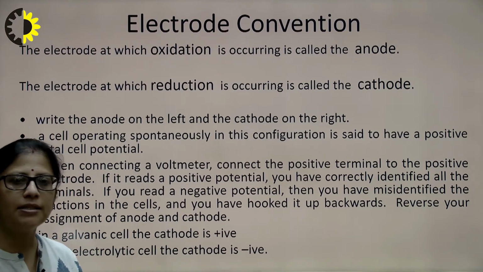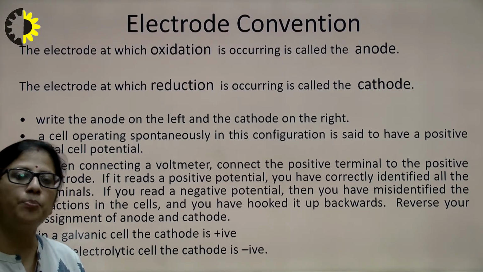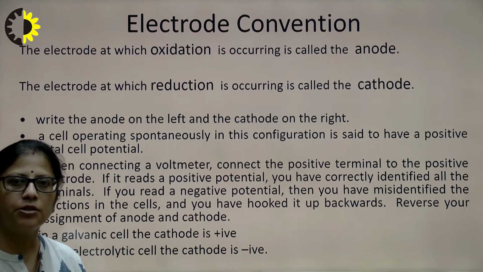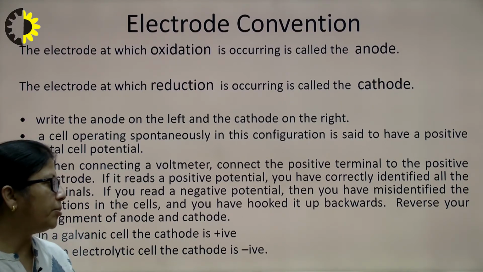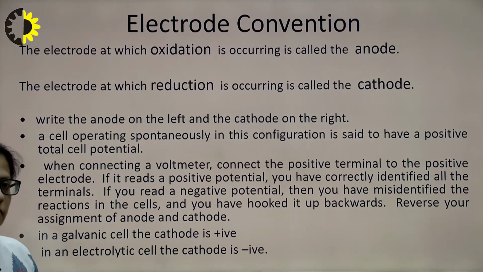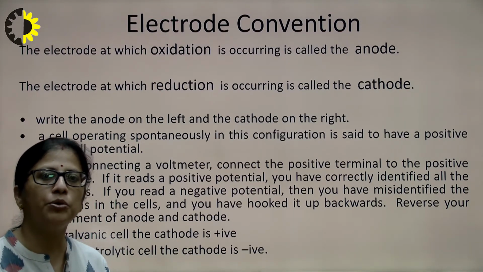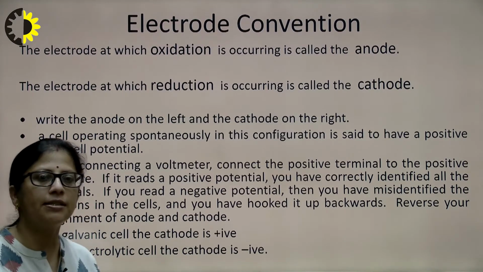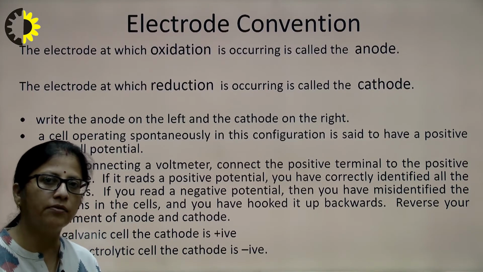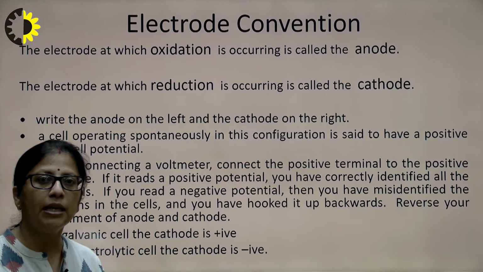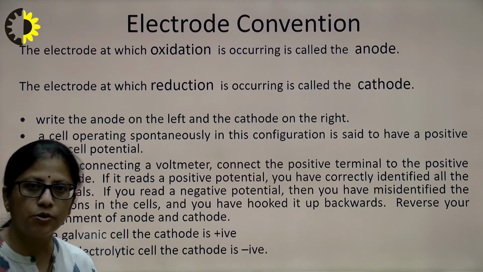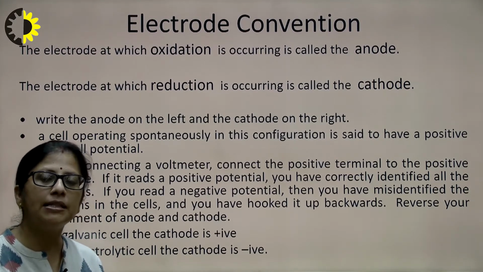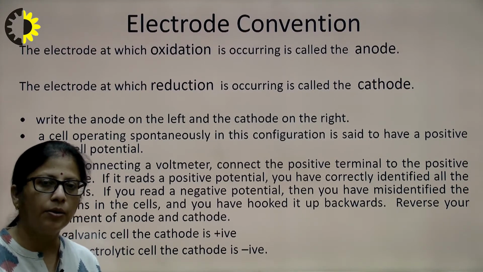In a galvanic cell, the cathode is positive, because here a redox reaction is taking place for the production of electricity, and the electrons move from anode to the cathode, so it is positive. Whereas in the electrolytic cell, the cathode is negative, because we are supplying energy from an external source. Therefore, the cathode is negative in the electrolytic cell.